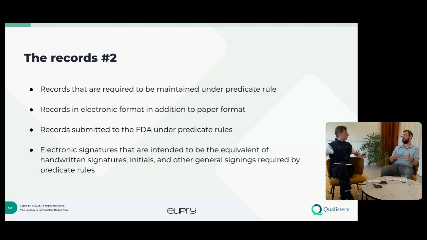And from a very high level perspective as well, remember that the records that are required to be maintained under 21 CFR Part 11 are predicate rules. Predicate rules, of course, being any sort of documentation that is directly mandated by the FDA codes. So that could also be records in electronic format in addition to paper format. That's sometimes a question we get: okay, well, I print out all my documentation and keep it in paper format. In that case, those direct paper documents are not needed.